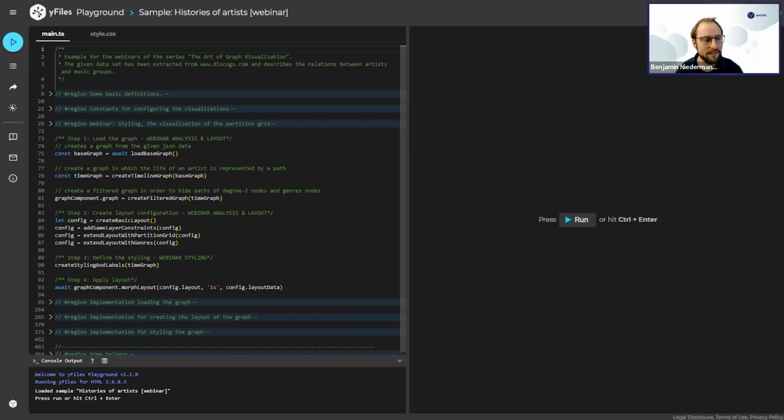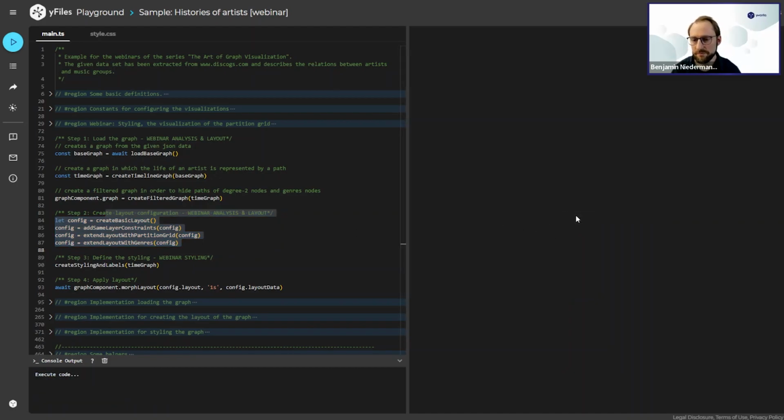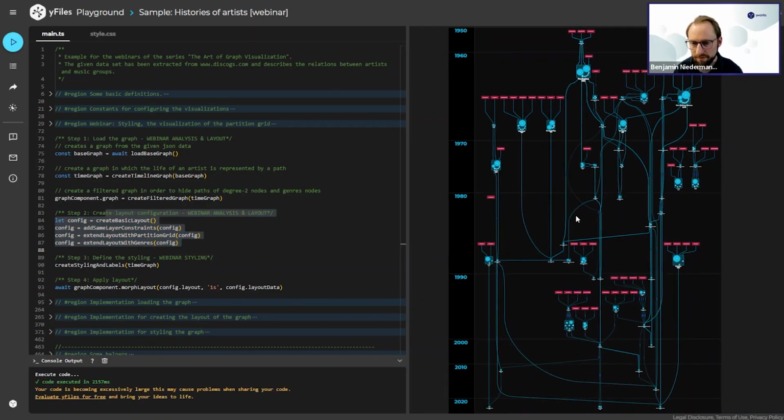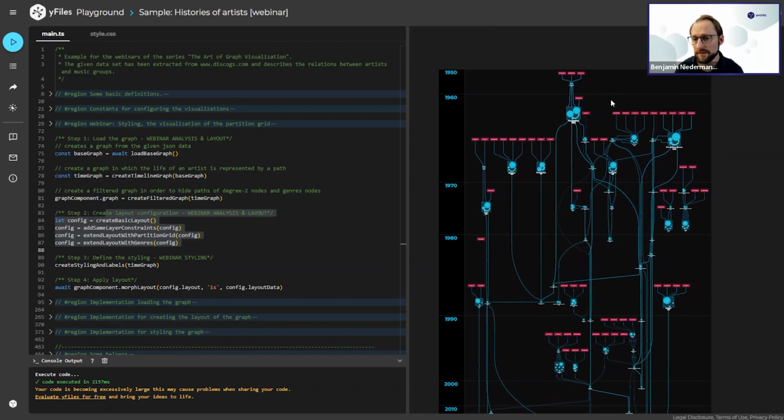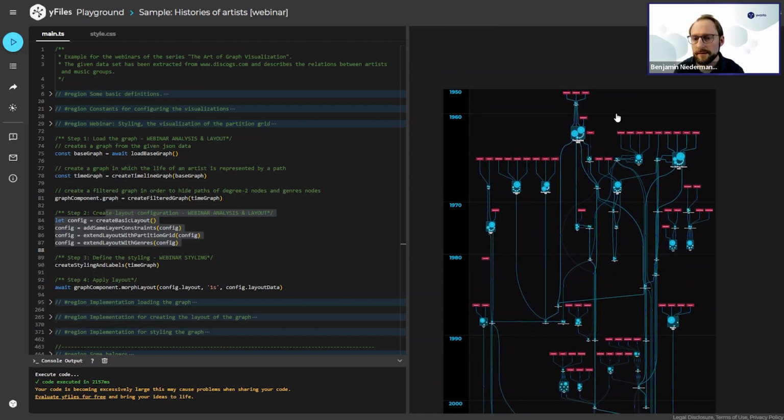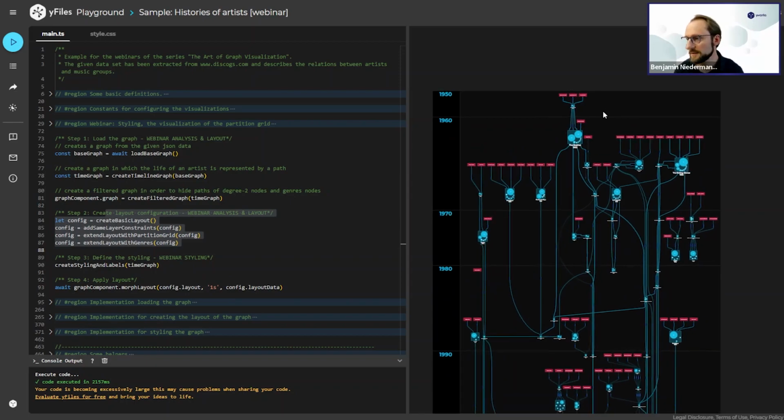Here, what you can see at the beginning, all these regions are collapsed so that you can only see the main part. What I do is load the base graph and then create another graph based on this. So basically, it's a kind of pre-processing, and then I apply the layout algorithms. I just want to run the layout. This was computed on my computer within a second or less. And now we can have a look at this visualization.